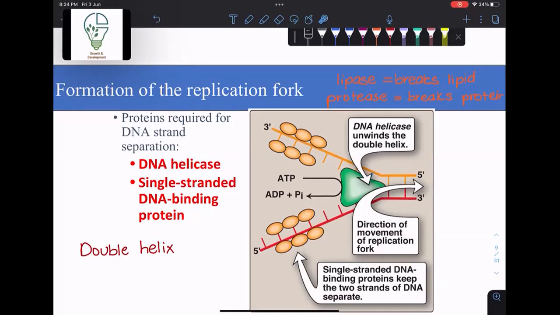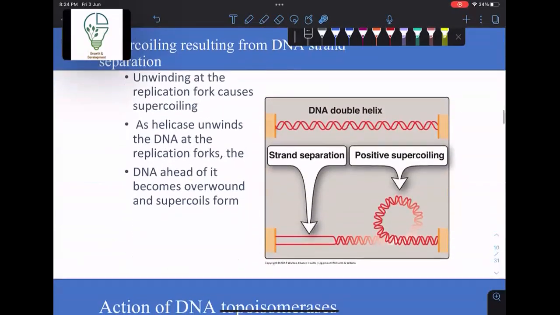Every time you forget the name of anything, whether enzyme, muscle, nerve, or vein, your best shot at remembering it is remembering the function. So in this case, what does this protein do? It binds to the single strands of the DNA and keeps it open. So, single-stranded DNA binding protein.